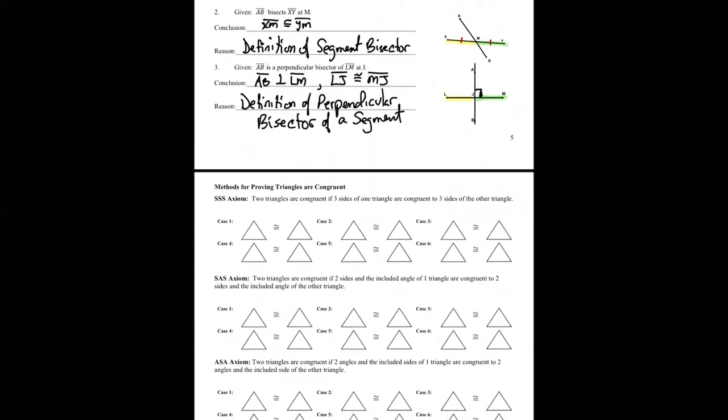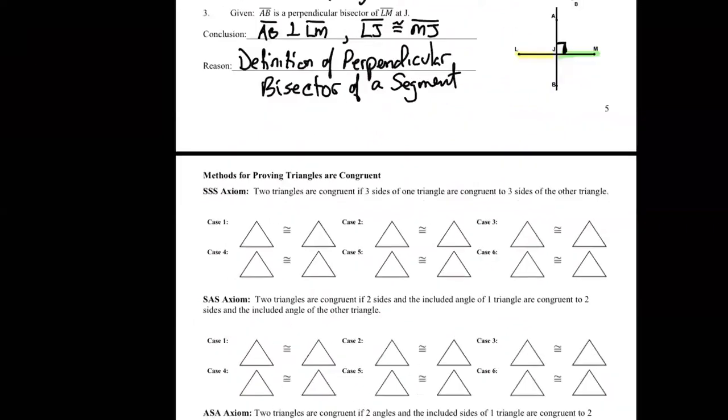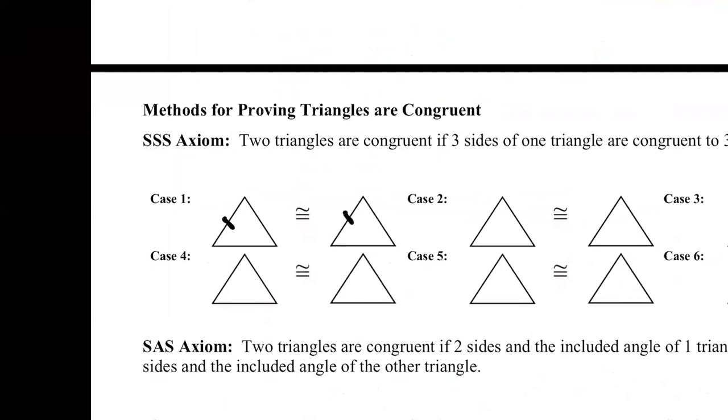So when we say the SSS axiom, we're saying two triangles are congruent if three sides of one triangle are congruent to three sides of the other triangle. Right? Congruent meaning equal in measure. So what that could look like would be maybe this side is congruent to this side, is congruent to this side, or this side is congruent to this side. So that's a possibility.